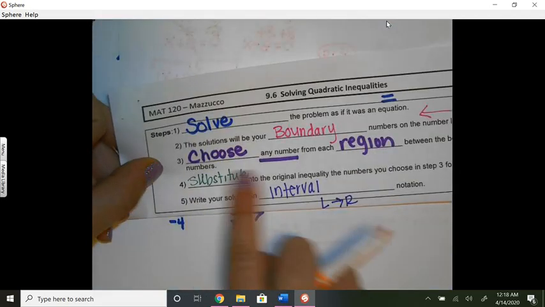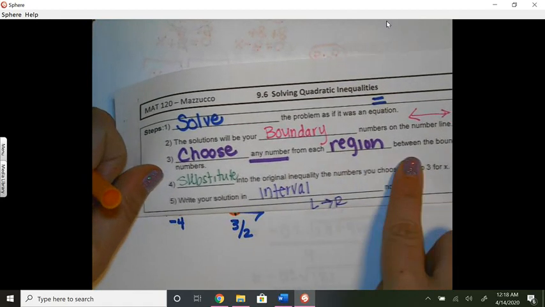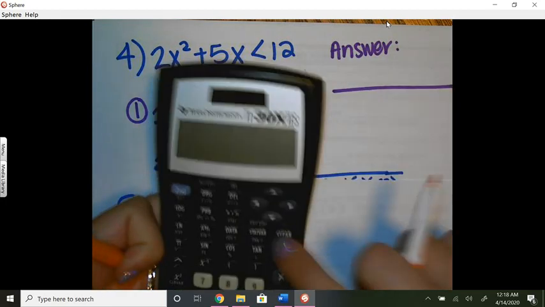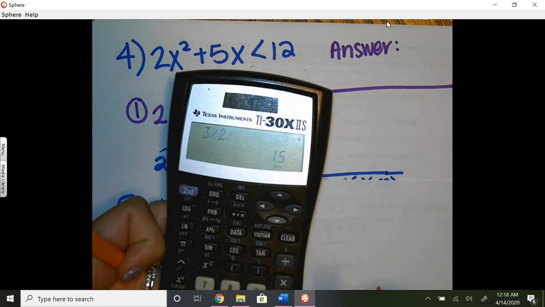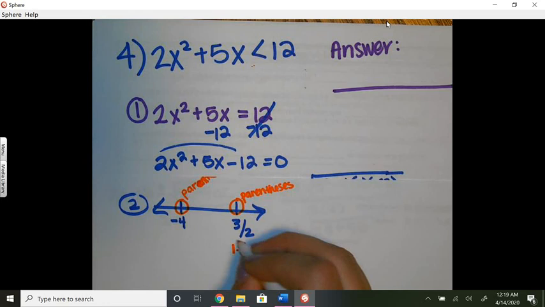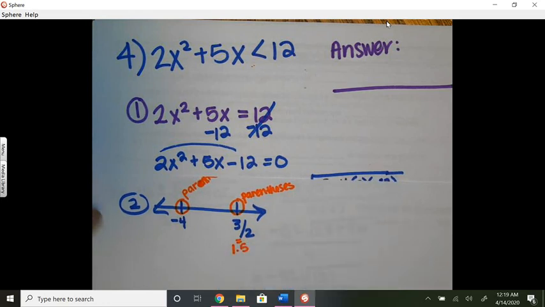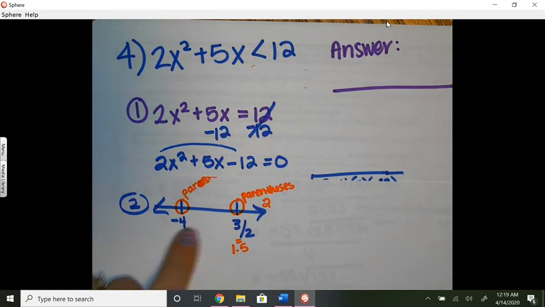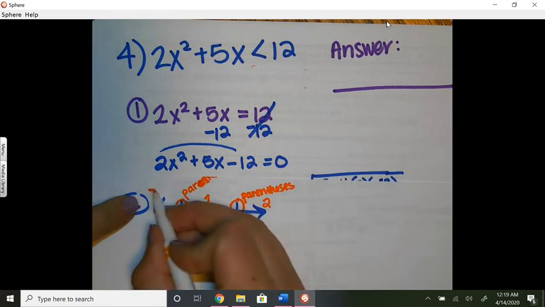Now step 3: choose any numbers that you want from each region. I'm going to pick any number bigger than 3 halves. If you don't know what 3 halves is, 3 divided by 2, it's 1.5. So pick whatever number you want that's greater than 1.5. I will pick 2. Then I'm going to pick any number in between -4 and 1.5. I'm going to pick 1. I can pick 0, -3, -2. And then pick any number less than -4. I'm going to pick -5.